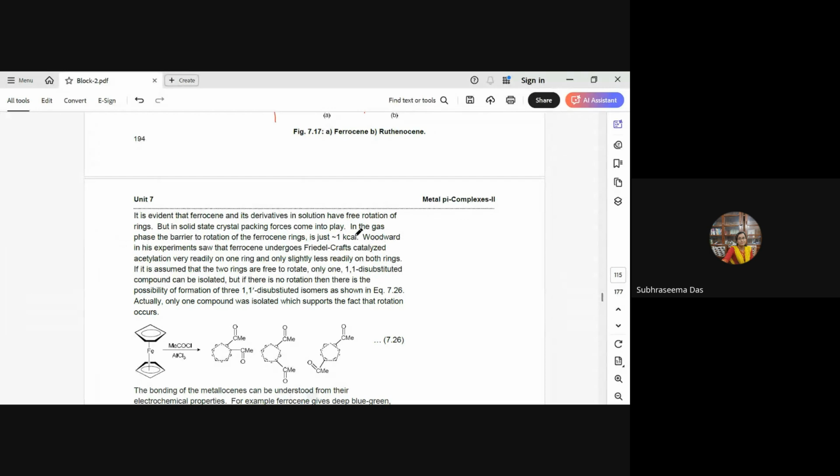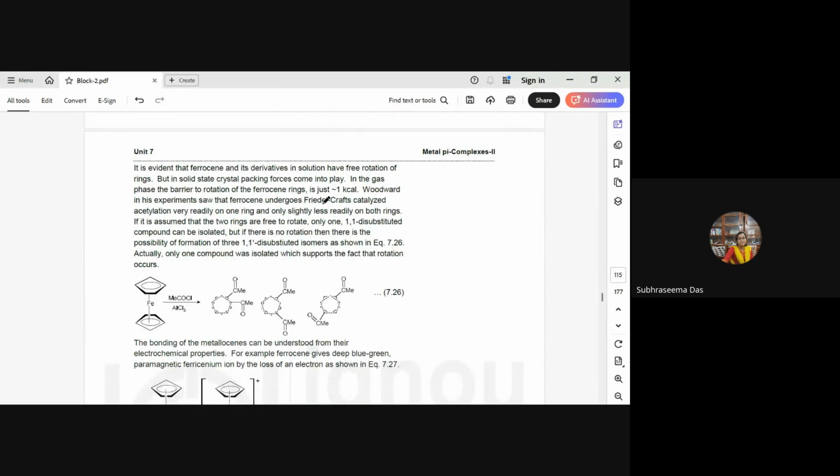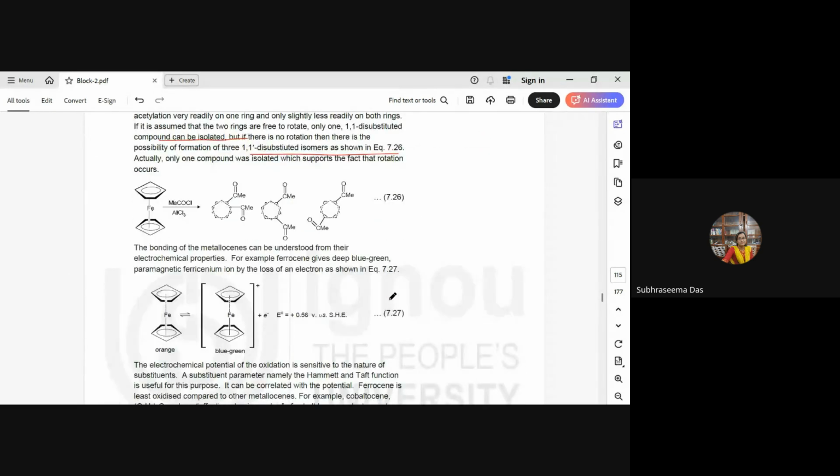Woodward showed in his experiment that ferrocene undergoes the Friedel-Crafts catalyzed reaction mainly on one ring and very little on both rings. If we assume that the two rings are free to rotate, then only one disubstituted compound can be isolated. But if there is no rotation, then the possibility of three disubstituted isomers has been shown. But only one compound has been isolated, which supports that rotation occurs.